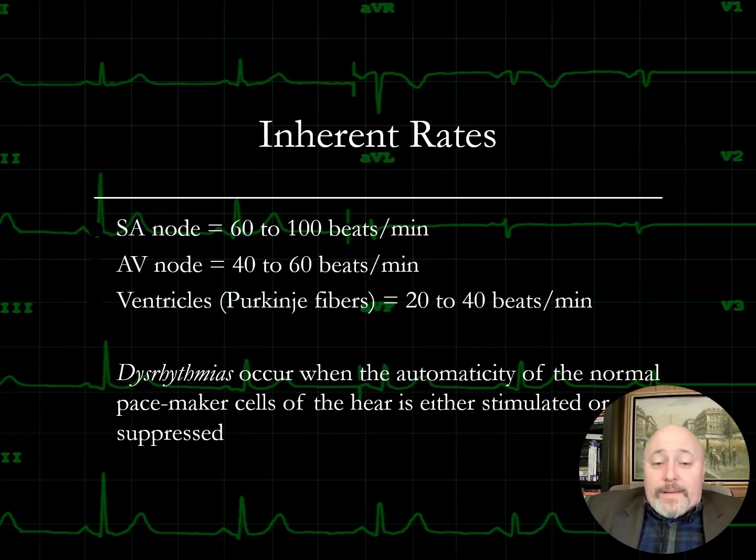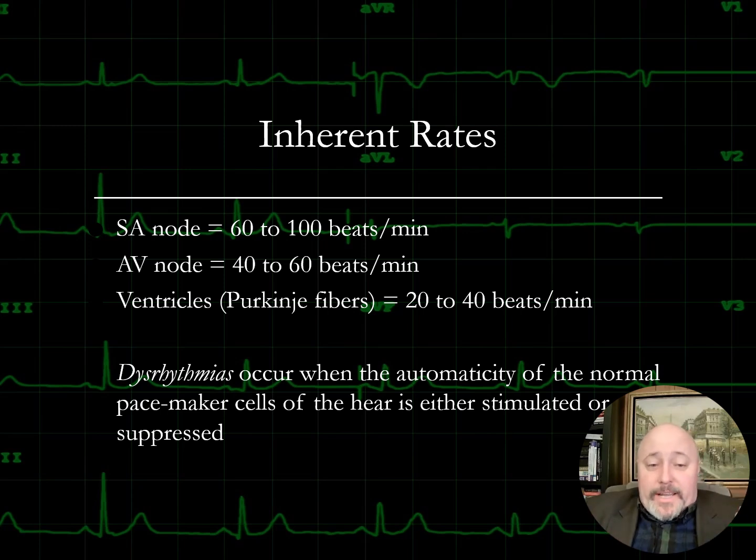These nodes have their own inherent rates. Our primary pacemaker of the heart, that SA node, has an inherent rate of 60 to 100 beats, which is also a normal heart rate. Should that fail, we do have the backup of that AV node, which goes at an inherent rate of 40 to 60 beats per minute.